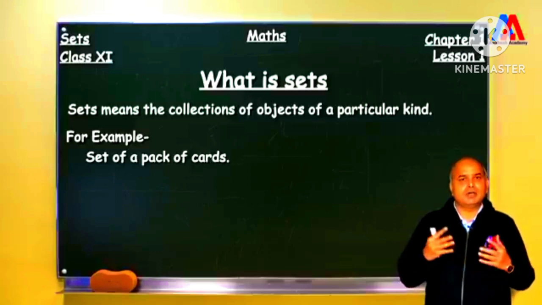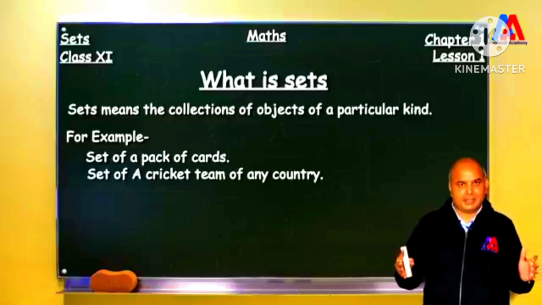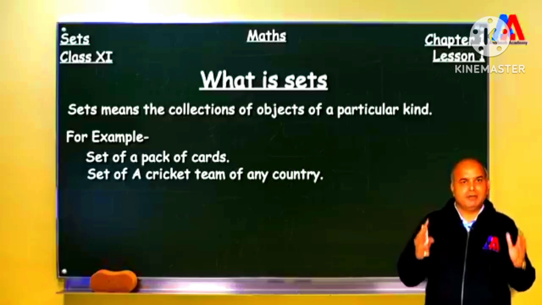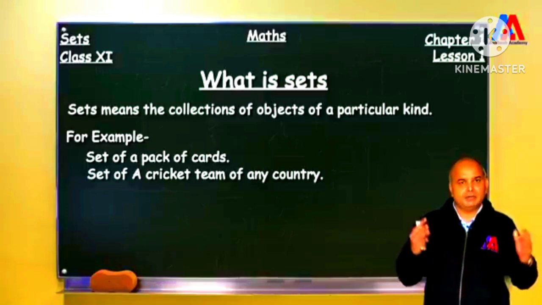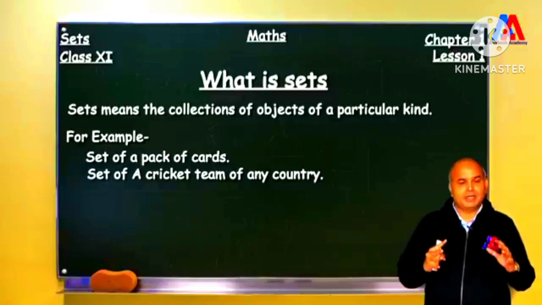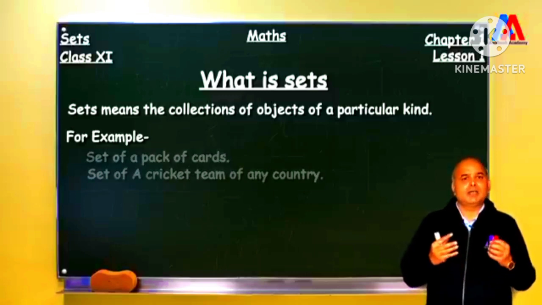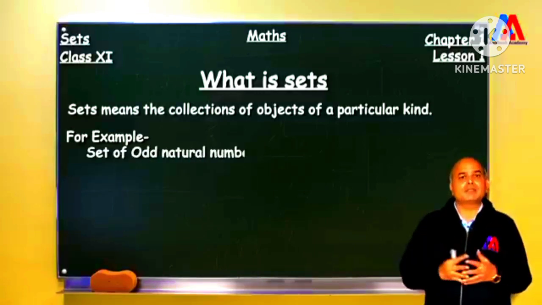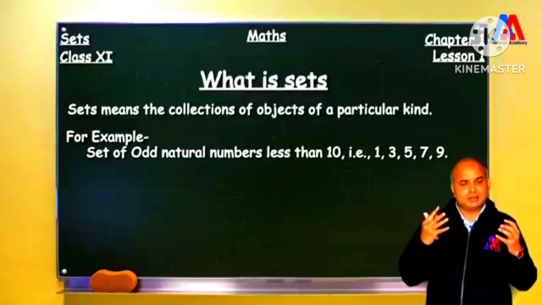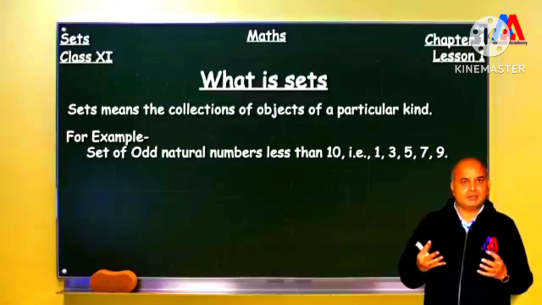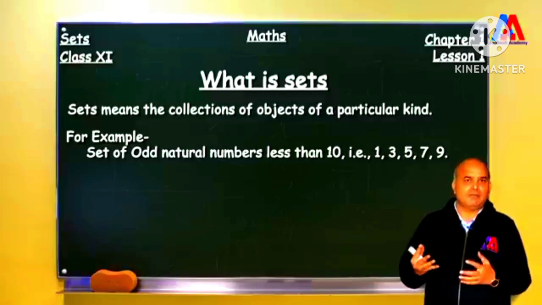Similarly, we can say a cricket team or a particular country. We know the 11 players of the cricket team, and so that will become a well-defined set. So set is a very important topic, and we will define a particular class of people in a set. Now I will give you some examples of sets. For example, odd natural numbers less than 10. Then the set will naturally be 1, 3, 5, 7 and 9.